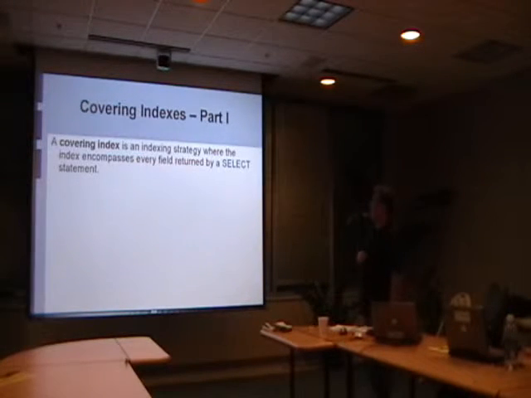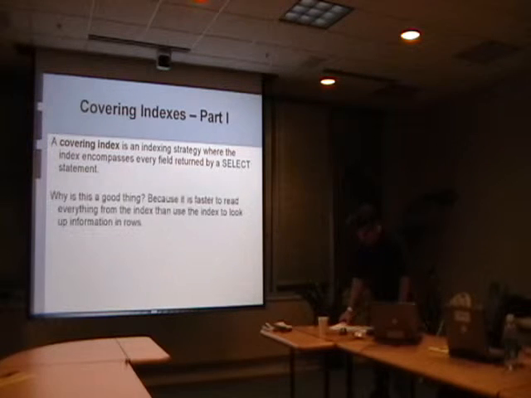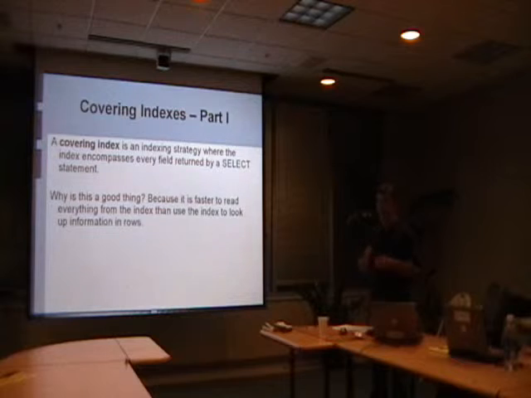Covering indexes. What are covering indexes? They're an indexing strategy where the index encompasses every field returned by the select statement. Why is this a good thing? Because it's faster to read everything from the index than use the index to look up the information in the rows. If you remember back to all that mess I went through with the explain, I talked about one of those where it was using something like this. It looked up the information out of the index field instead of looking up the rows. That is faster. Now, that may be a weird little concept. You may need to dig into that a little bit, but your data in those index fields is actually stored in the index.